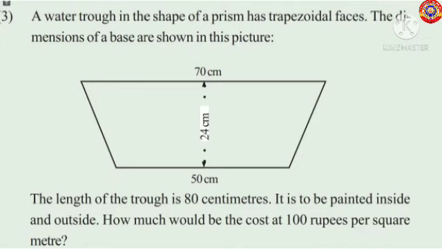It is given that a water trough is in the shape of a trapezoidal prism. Then the shape of the base is given. It is to be painted inside and outside. Okay, so we have to find the total surface area. Right. Just imagine the water trough in this shape.